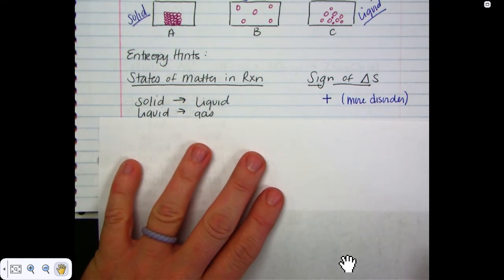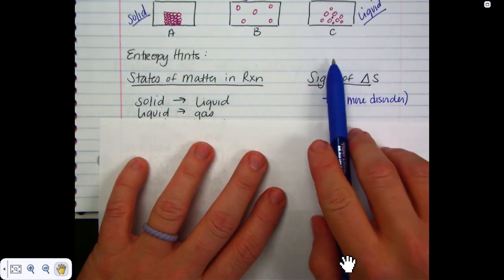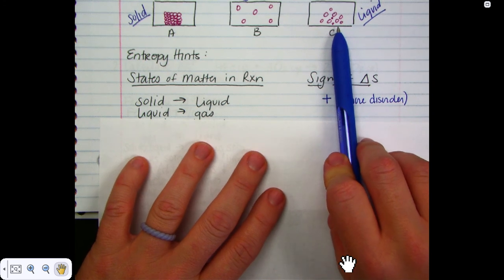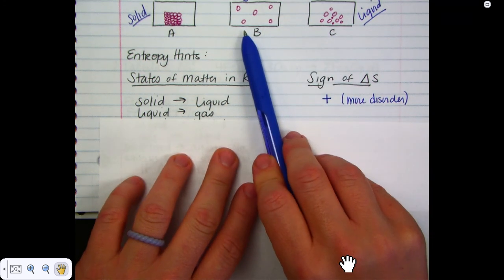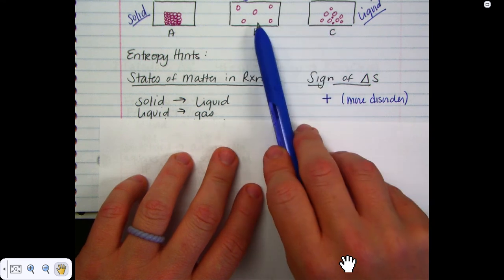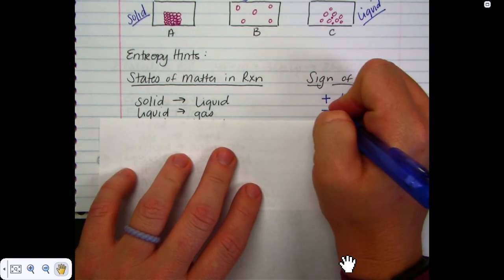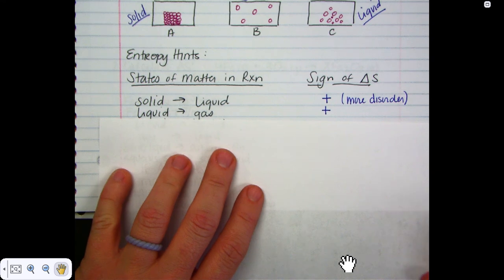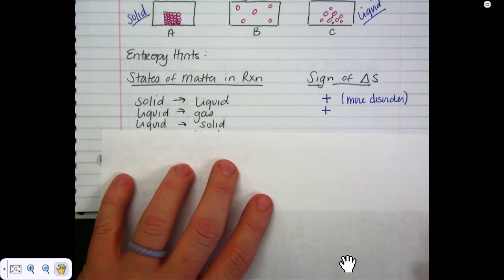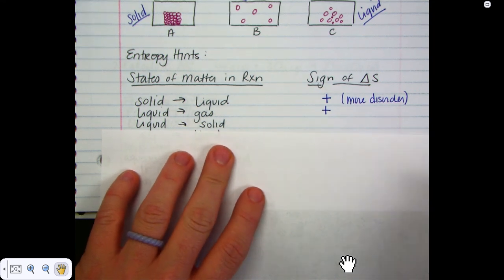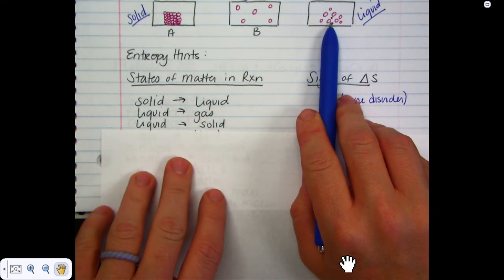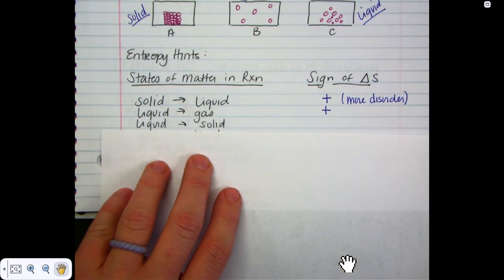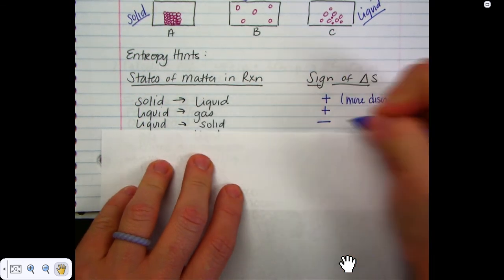In the next example, if I have liquid reactants and they're producing gaseous products, I'm going from a more condensed to a much less condensed state. So my amount of disorder is increasing. So this would also be a positive delta S. If I'm going from a liquid state to a solid state, I'm going from a more dispersed to a less dispersed organization. The sign of delta S would be negative.